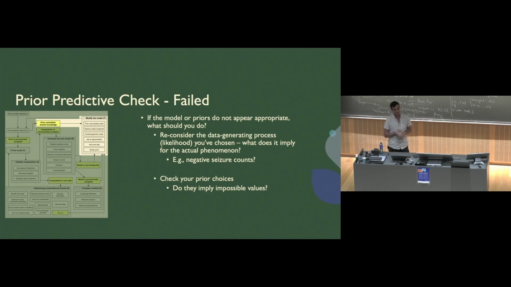And again, it's also very important to check your prior choices. Are we looking at impossible values, very wide values? Are we giving prior mass to negative seizures? All right, so at this point, we would have rejected the normal model and then moved on to using our Poisson, which we're very happy with.